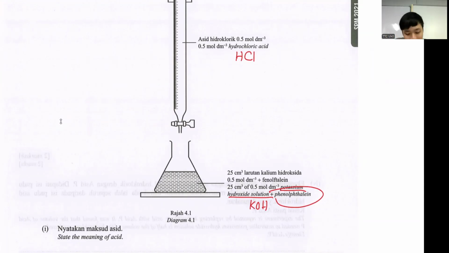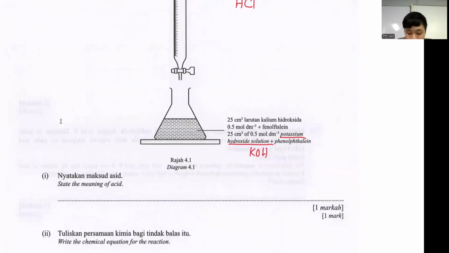So at this point, you already know, right? You did this experiment. Phenolphthalein is originally colorless, but if you add it into alkali, then you will get a pink color, right? This one is basic. Okay. And then state the meaning of acid.